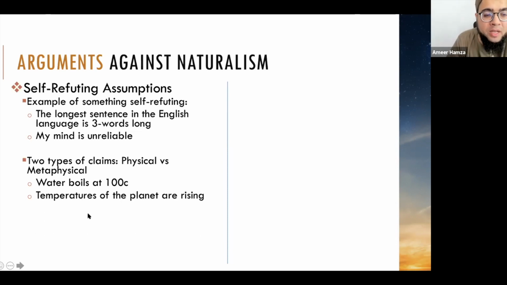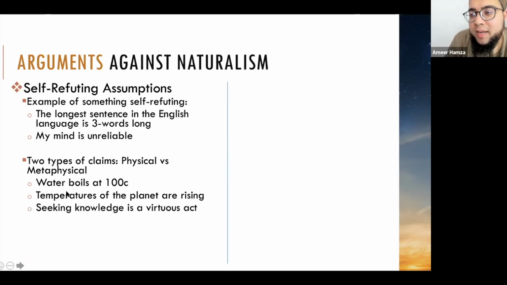All right, here we go. Next example. Temperatures of the planet are rising. Physical or metaphysical? Very good. You can physically verify it, if you have the expertise, of course. All right, third example. Seeking knowledge is a virtuous act. Metaphysical. Very good. You guys are starting to get a hang of it. Notice, because it's a statement of value. It's not describing some physical reality that you can take to a test lab.